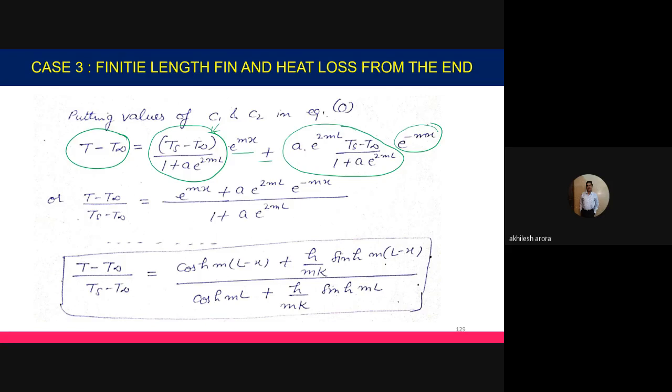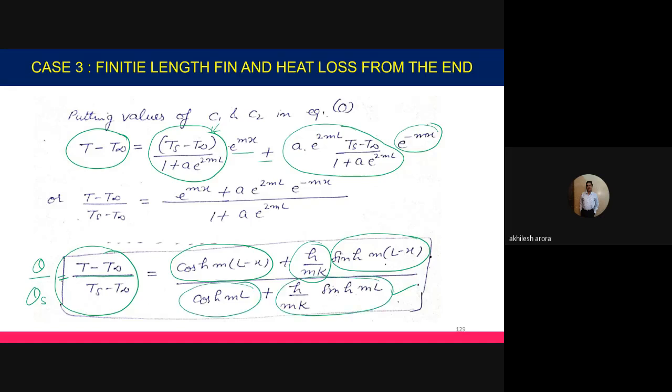The further analysis is quite comprehensive. So there are a few steps, and finally, when we try to solve it, we get this particular value: (T − T infinity) divided by (Ts − T infinity), that is theta by theta s, is equal to this particular value: cosh m(L − x) plus h over mk sinh m(L − x), divided by a similar term without x, cosh ml plus h over mk sinh ml. So quite a difficult expression to mug up, but don't worry.